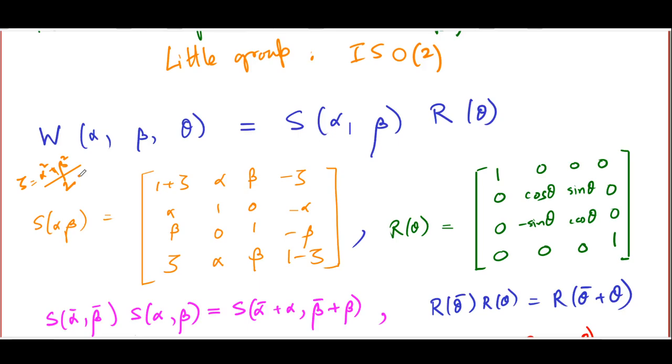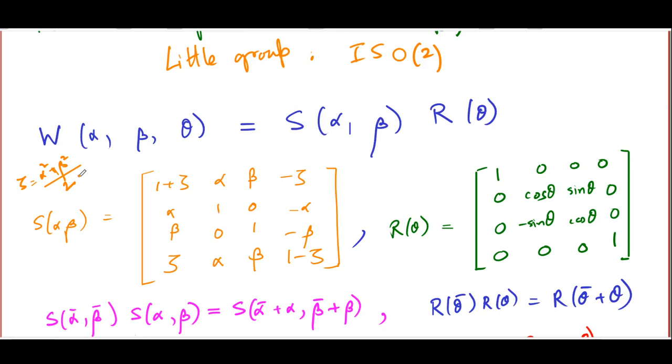R(θ) is of course a much simpler object. It's just the matrix which describes rotations in two dimensions, in particular rotation in the xy plane about an axis which is the z-axis. Despite the complicated appearance of the matrix S(α,β), you can easily show that S(ᾱ,β̄) times S(α,β) is simply S(ᾱ+α, β̄+β), which is very similar to the more obvious result, R(θ̄) times R(θ) is R(θ̄+θ).